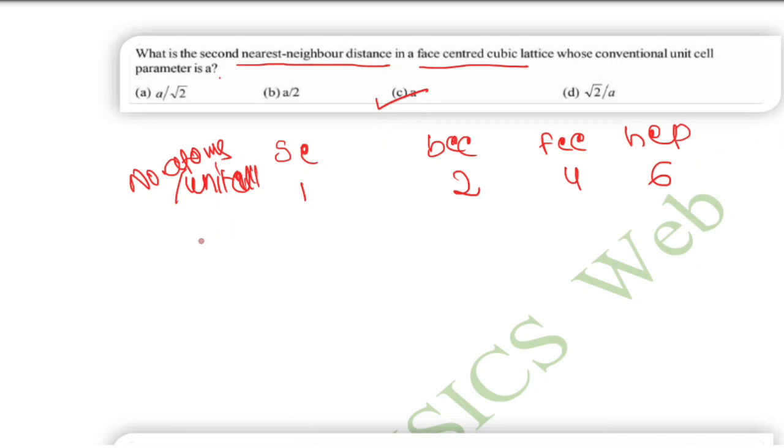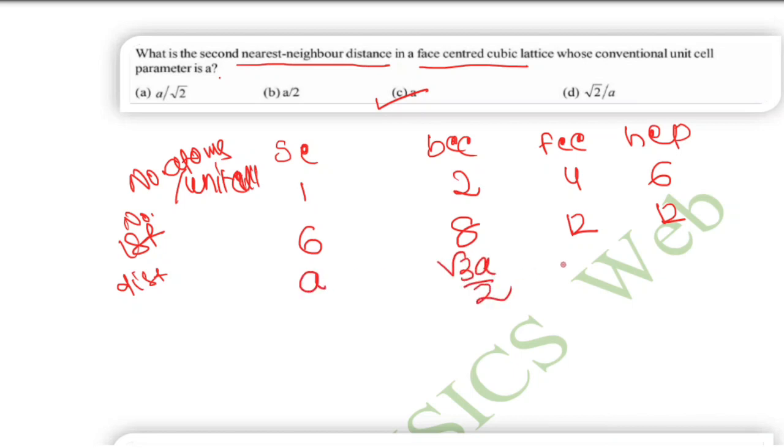Okay, next, number of nearest neighbor atoms. First nearest neighbor atoms, that is 6 for simple cubic, 8 for BCC, 12 for FCC, and for HCP it is also 12. And now the distance of first nearest neighbor atoms, that is a, root 3a by 2, a by root 2, and for HCP it is a.